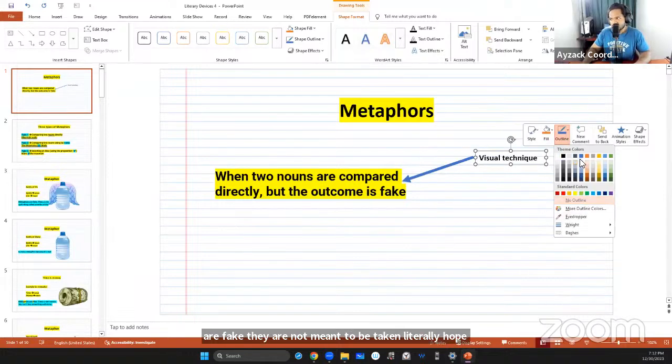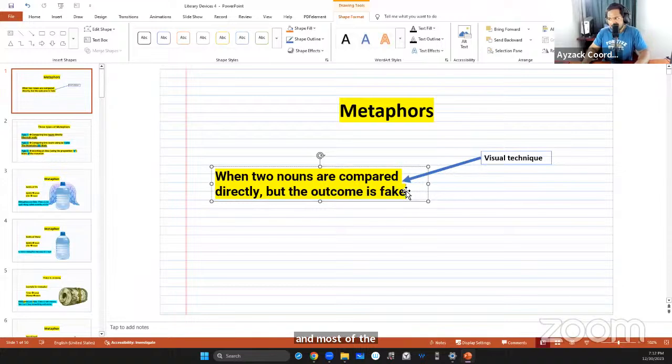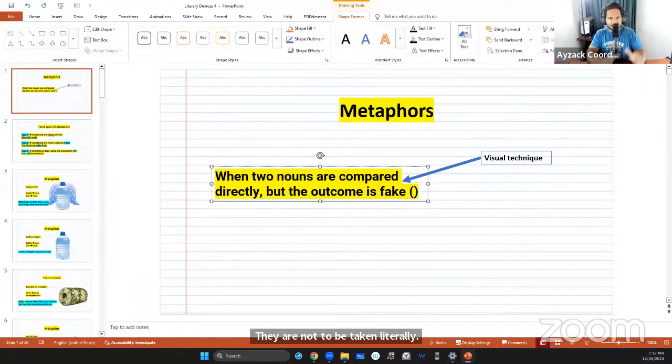You guys can make a small note of this if you want to. Metaphors are visual techniques, and most of the time, they are fake. They are not to be taken literally. Hope you understand that, okay? That is what literature is about. You can't take things literally. You look at the allegorical, symbolical, or metaphorical value of the syllabus.